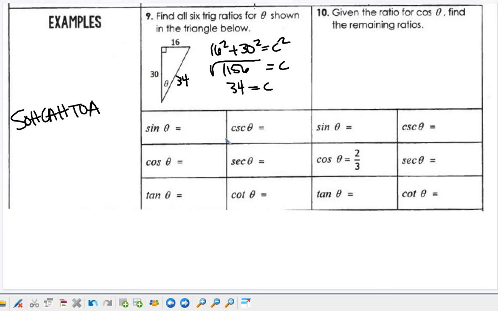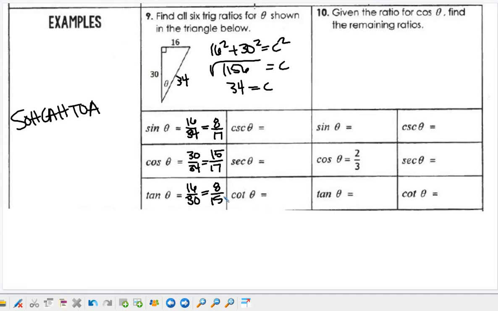Okay, so we can just start with SOHCAHTOA just like we know. Sine is opposite over hypotenuse, so 16 over 34, which reduces to 8 over 17. Cosine is adjacent over hypotenuse, so 30 over 34, which reduces to 15 over 17. Tangent is opposite over adjacent, so 16 over 30, which reduces to 8 over 15.